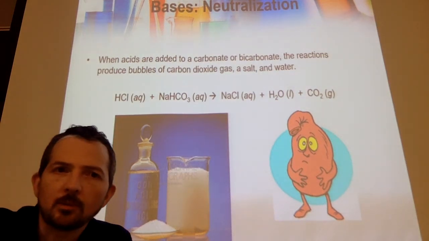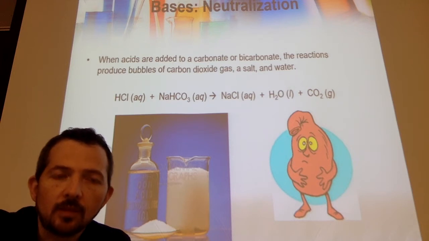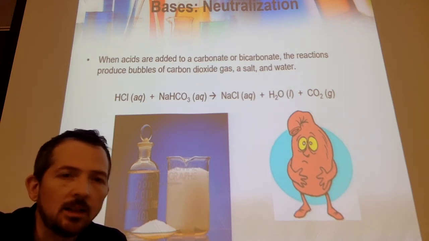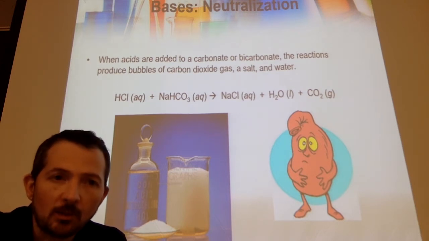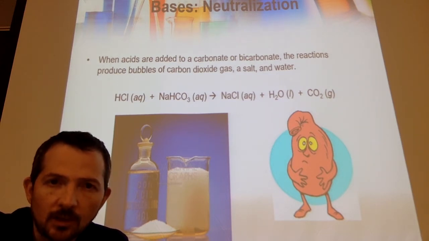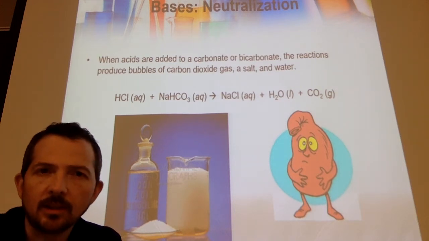And another common example of that is if you ever reacted vinegar and baking soda. So vinegar is an acid, baking soda is a base, sodium bicarbonate. Anybody ever mixed baking soda and vinegar together? What happens? You form a lot of bubbles, and that's from the carbon dioxide that's produced.